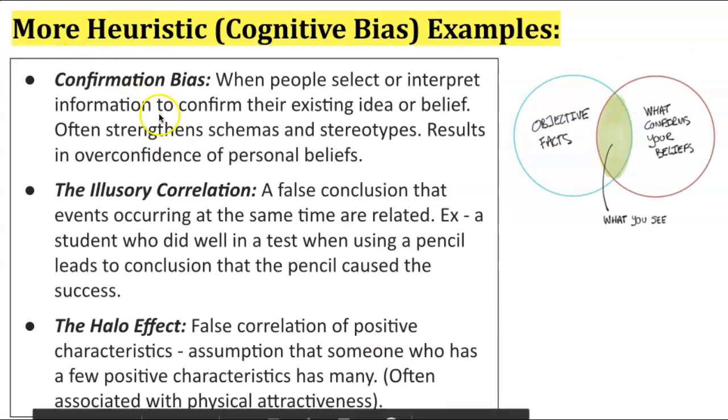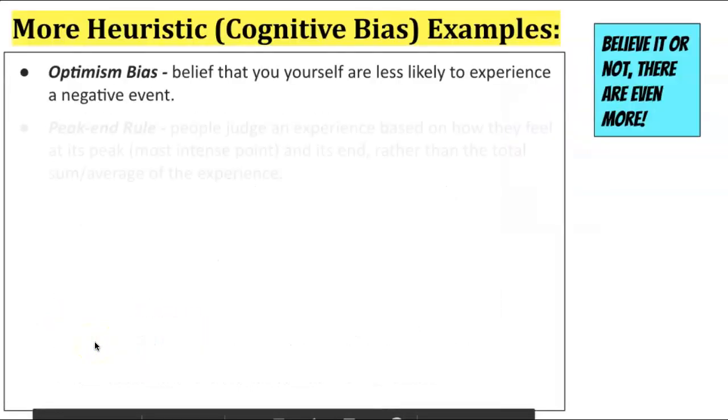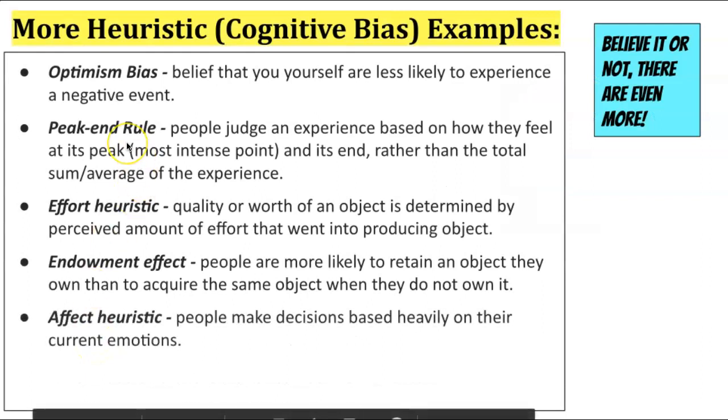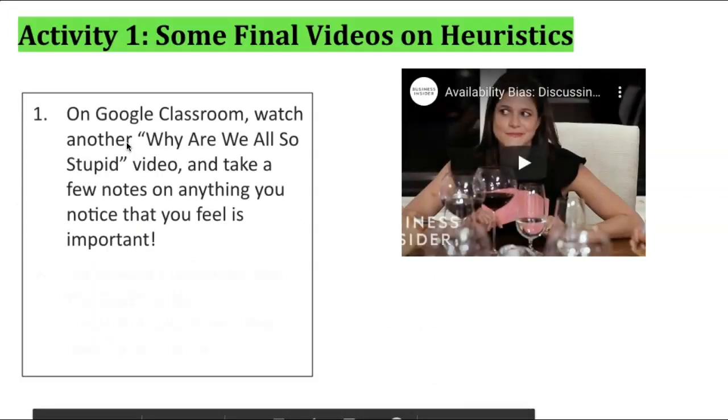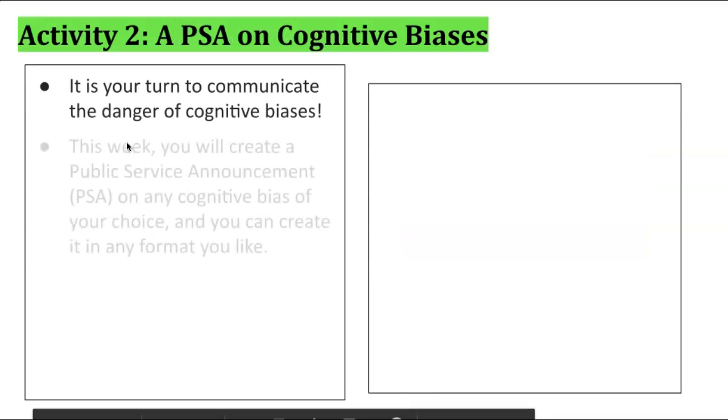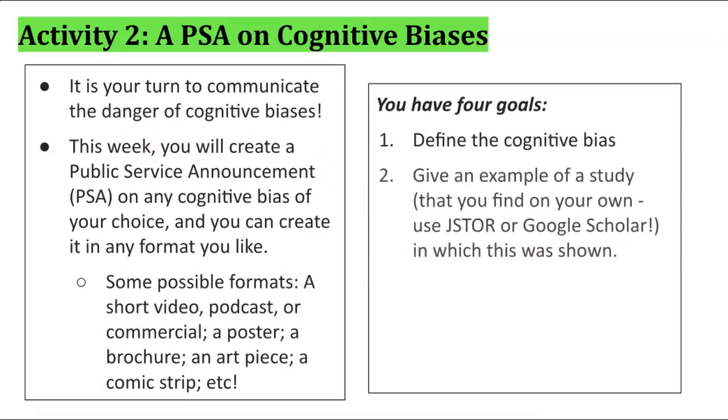So pick one that you think is really interesting. If you really think the halo effect is interesting, go for it. Which means I just probably gave you guys an anchor, and a lot of you are going to choose the halo effect now, but hopefully I didn't. Or if the peak-end rule interests you, any of these things, pick it, okay? So, define the cognitive bias, give an example of a study that you find on your own, use JSTOR or Google Scholar, that will help you, and basically you're finding a study in which this cognitive bias was shown.